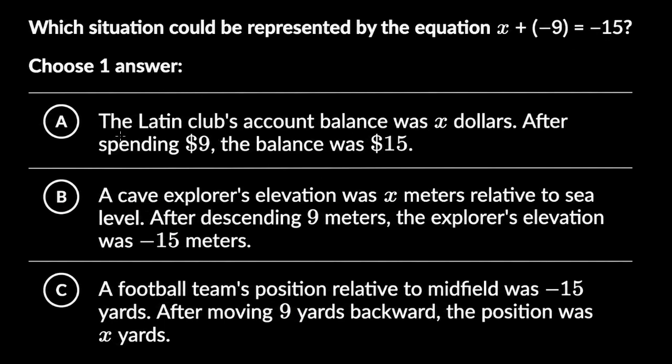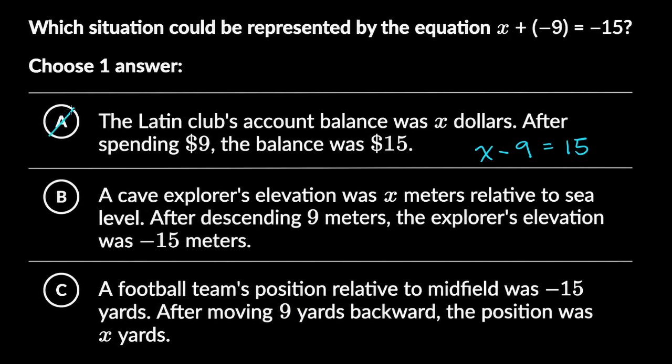All right, so choice A, the Latin Club's account balance was x dollars. After spending $9, so spending, I would subtract from there, the balance was 15. So I would get x minus 9 is equal to 15, not negative 15. x plus negative 9 could be interpreted as x minus 9, but this gets us to 15, not negative 15.